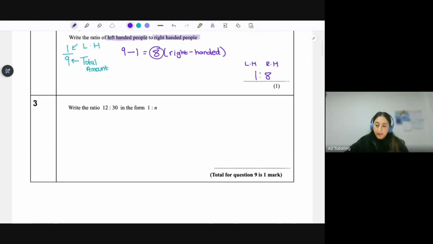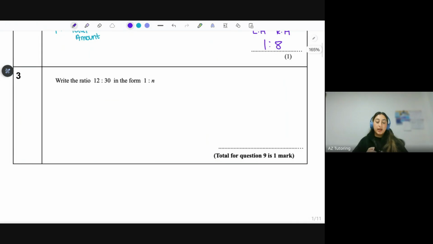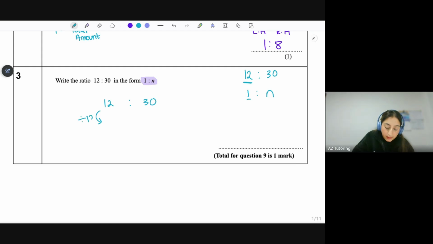Moving on to question 3. Now, this is a very common question, writing it in the form 1 to n. So write the ratio 12 to 30 in the form 1 to n. So the clue is given in the answer, 1 to n. I need to get into the form 1 to n, so I know this needs to simplify down to 1. So always put them under each other so you can see either the left-hand side or the right-hand side, which one you're dividing to get to 1. So I need to see what I can divide 12 by to get to 1. So obviously 12 divided by 12 is just 1.